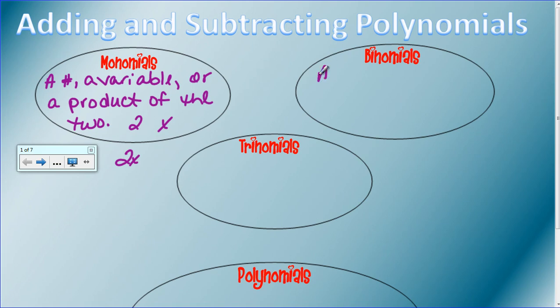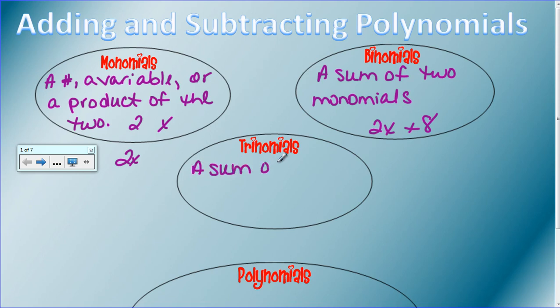A binomial is nothing more than a sum of 2 monomials. So that's when I take 2 monomials and I put them together. For example, 2x plus 8. That's a binomial. And so a trinomial, I'm sure you can guess, is a sum of 3 monomials. And they usually look something like this: x squared plus 2x minus 4. I know that it says sum, but remember minus is the same thing as plus a negative, and so it's still a sum. We just took out the plus sign.